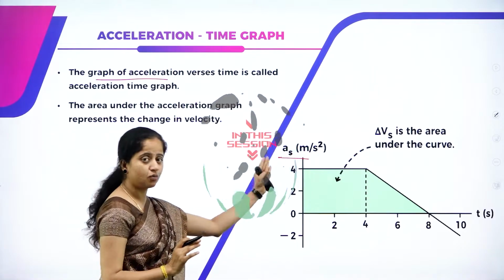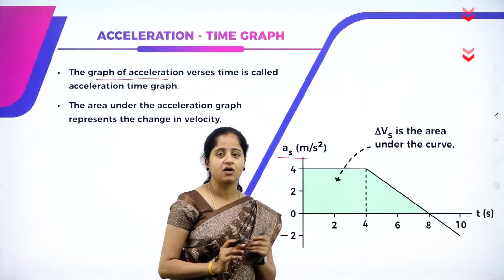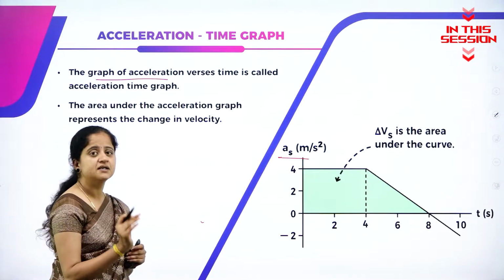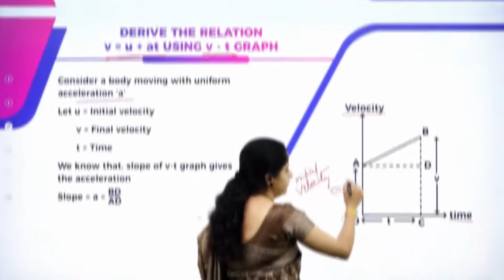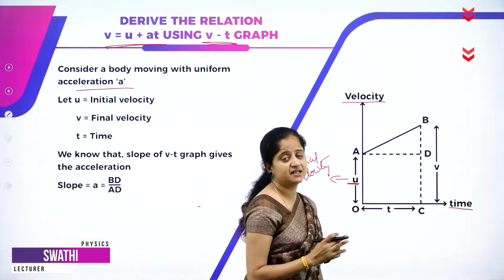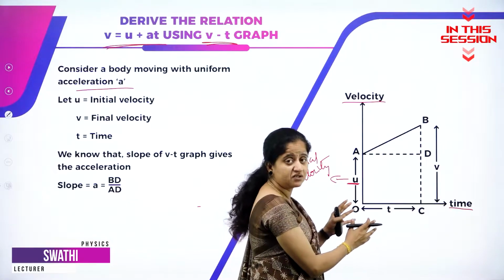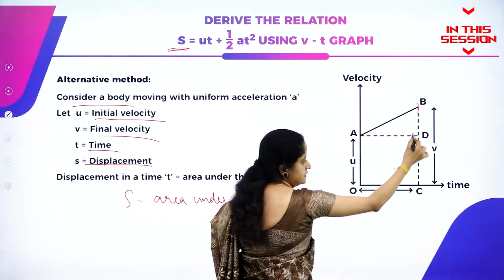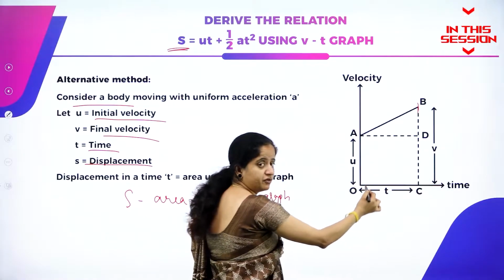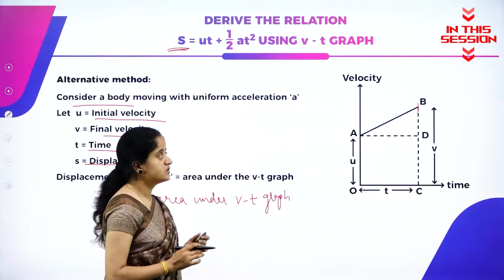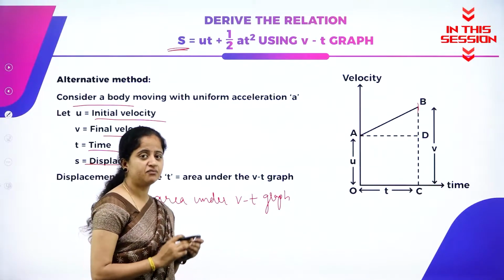Acceleration is considered along y-axis, time is considered along x-axis. So what is the SI unit of acceleration? It is meter per second square. The velocity of a body is changing with respect to time, which is nothing but acceleration. The body is having initial velocity and it is having a uniform acceleration. So this looks like a trapezium. If you calculate the area of trapezium, you will get the displacement. So now how to check the area of trapezium? What is the formula?